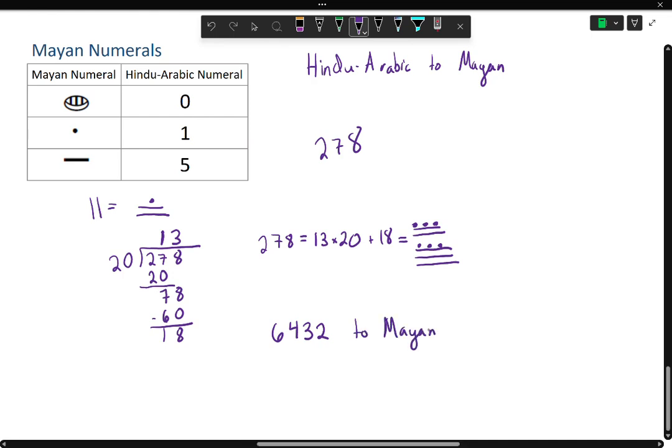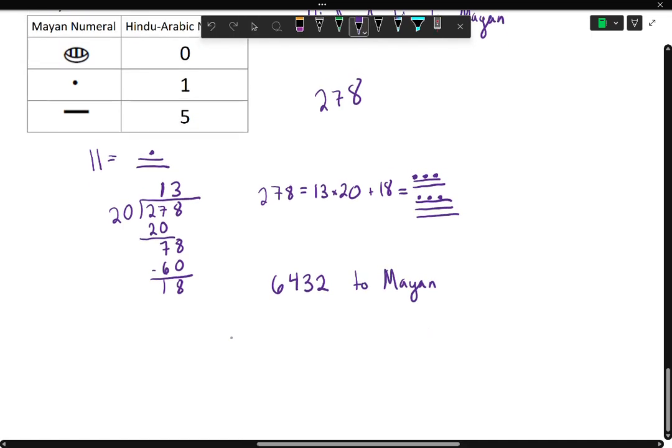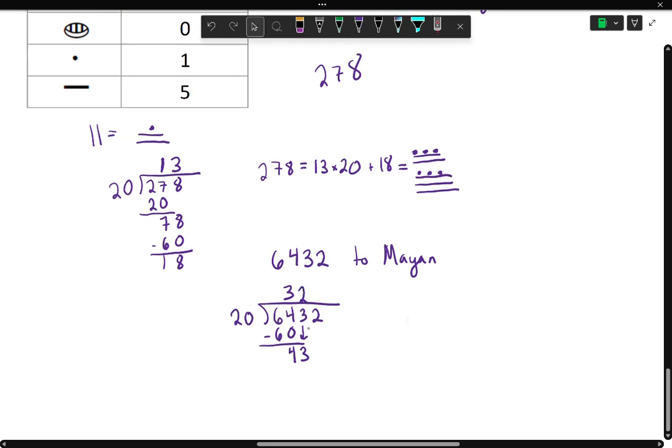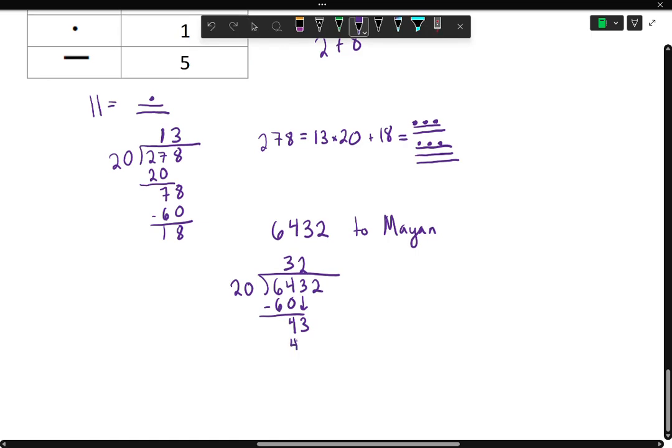Once again, I start by dividing by 20. I'm seeing how many groups of 20 are in here. Let's see, 20 goes into 64 3 times. So I have 60, I subtract that, and I'm left with 4. I bring down the 3. How many times does 20 go into 43? Oh yeah, twice. So I get 40, I subtract that, and I'm left with 3.